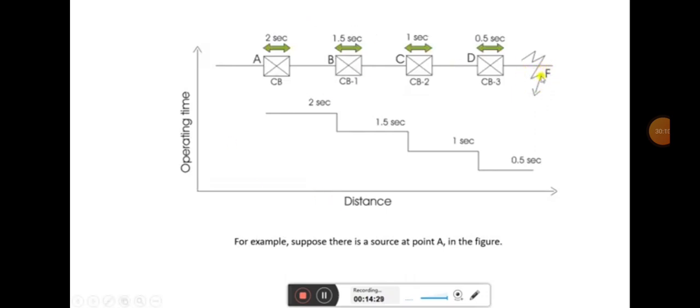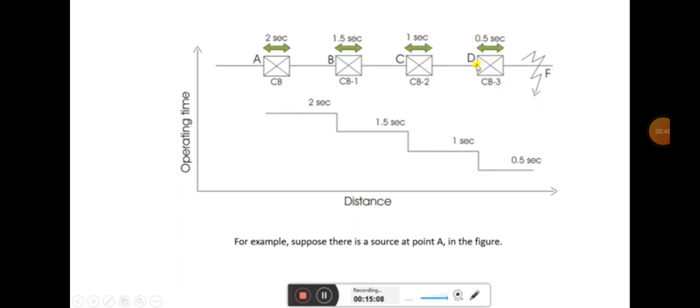Now let us say the fault is here at this point. As soon as the fault occurs at this point, at the very first stage, the relay or the circuit breaker which is nearest to this fault point will operate first. Here this is CB3. The time setting for CB3 is given as 0.5 second. It means this CB3 will operate first. That will be called the primary protection.